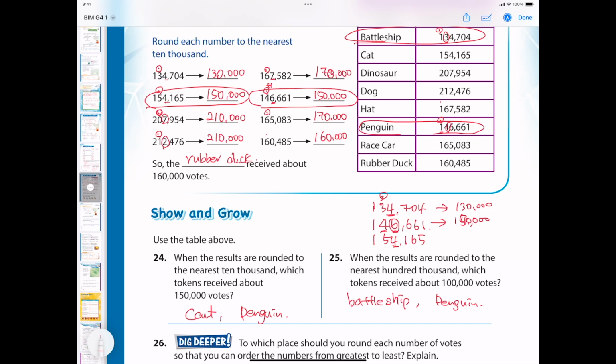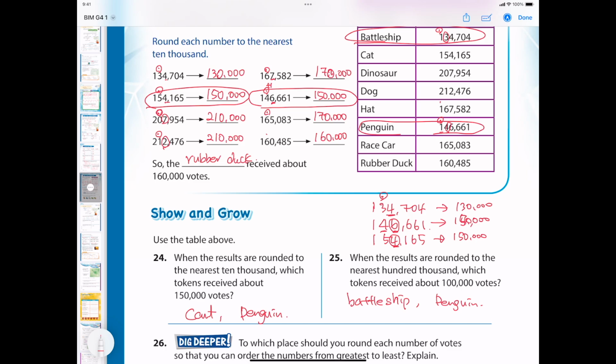So 150,000. What about this? 154,000. The 4 is a round down number, so this becomes 150,000 again. So you cannot compare this cat and penguin, right? Yes, cat and penguin. So the 10,000s place is not possible again.